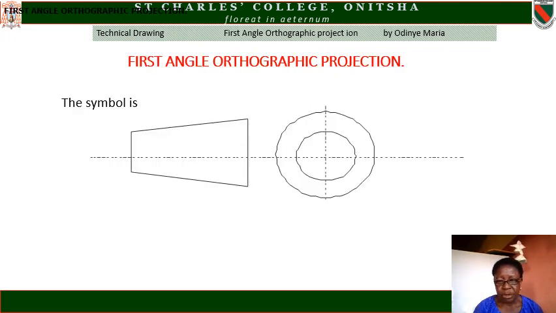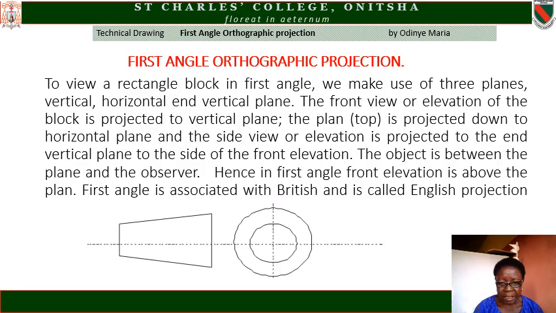First angle orthographic projection, the symbol is the diagram. The plan is in front of the elevation. To view a rectangle block in first angle, we make use of three planes: vertical, horizontal, and end vertical plane. That is, in first angle, we project onto the vertical, onto the horizontal, and end vertical.